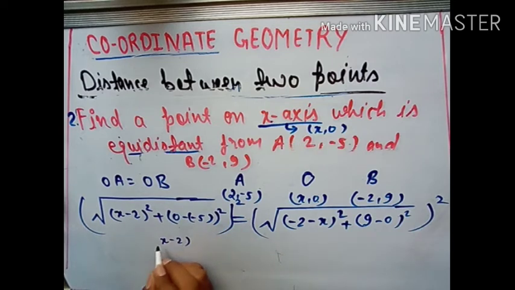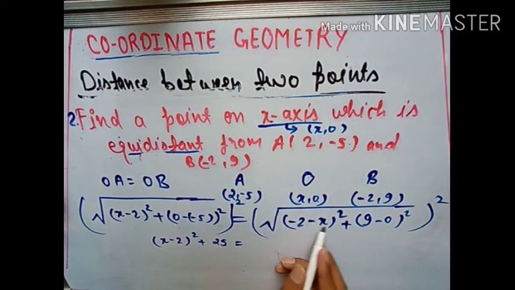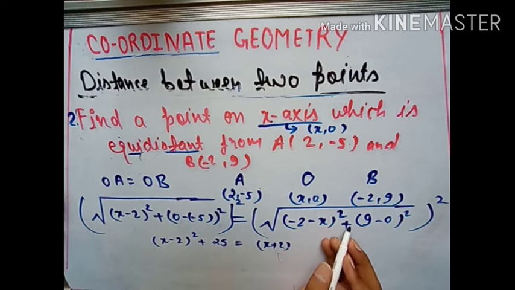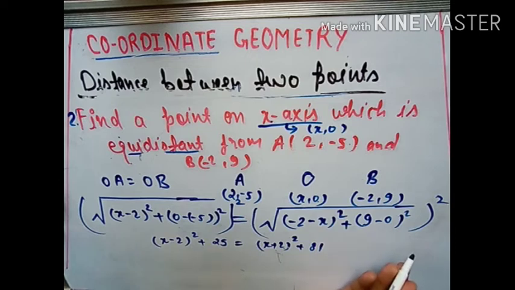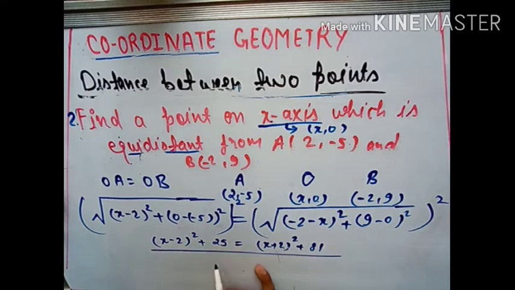X minus 2 whole square plus 5 square, which gives you 25, is equal to minus 2 minus x whole square. You can also write it as x plus 2. If you take the minus sign common, then squaring the minus sign becomes plus. So x plus 2 whole square and plus 81, since 9 nines are 81. Understand? Solve this equation and you will get the value of x. So I am writing directly the answer.